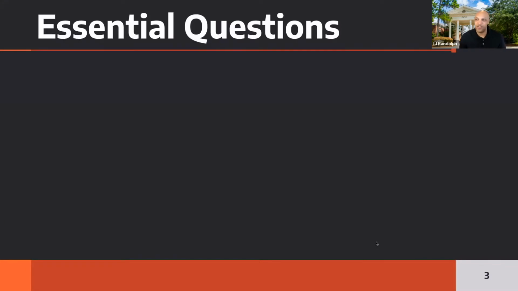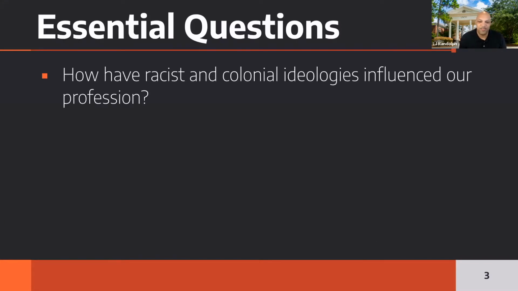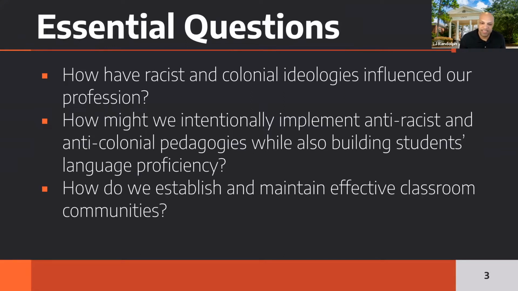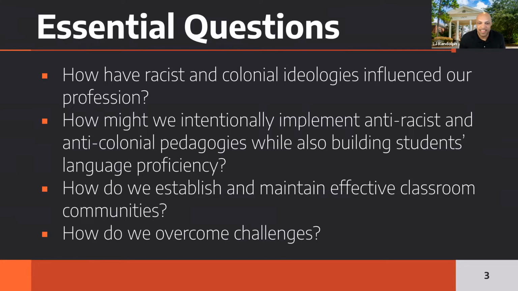So some of the essential questions that I want to look at are: how have race and colonial ideologies influenced our profession? How might we intentionally implement anti-racist and anti-colonial pedagogies while also building students' language proficiency? So realizing that it's not an either-or, something that we do in addition to, but that we can meet those goals concurrently. How do we establish and maintain effective classroom communities? And we'll talk at the end about how we might overcome some of the challenges associated with this type of work.